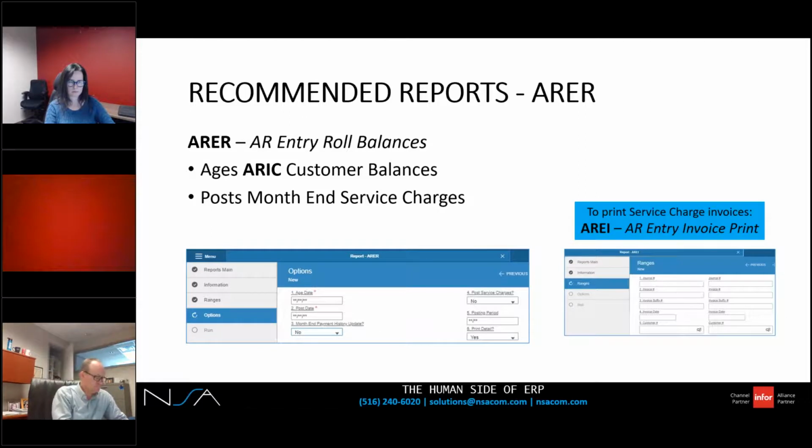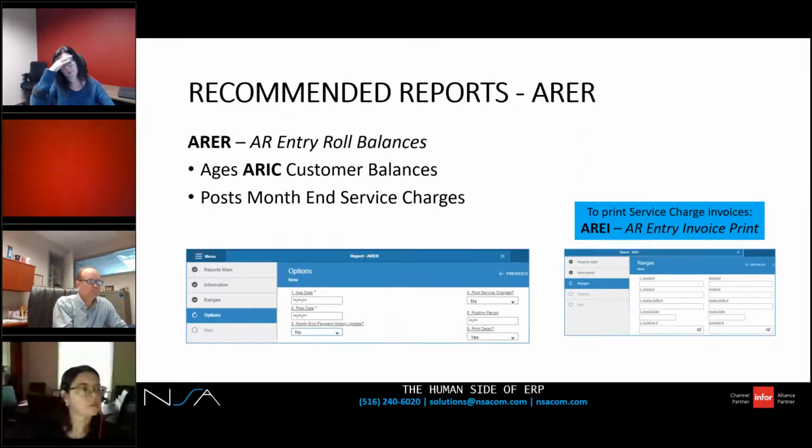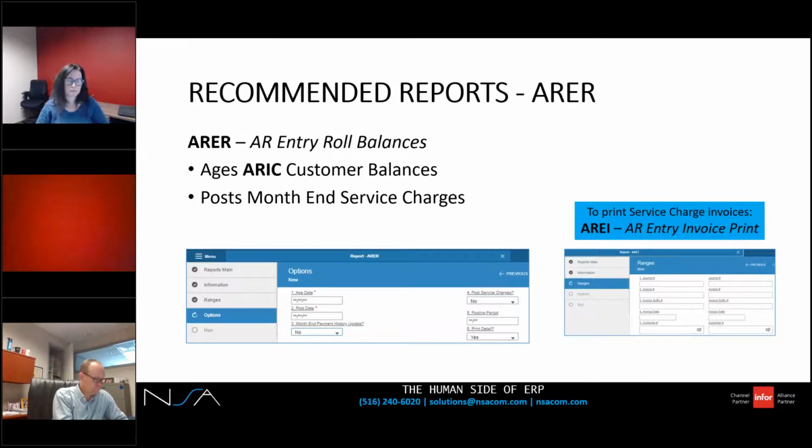So the other option that we have with ARER is when you run this, you can age those customer balances, but you can also post the month-end service charges.